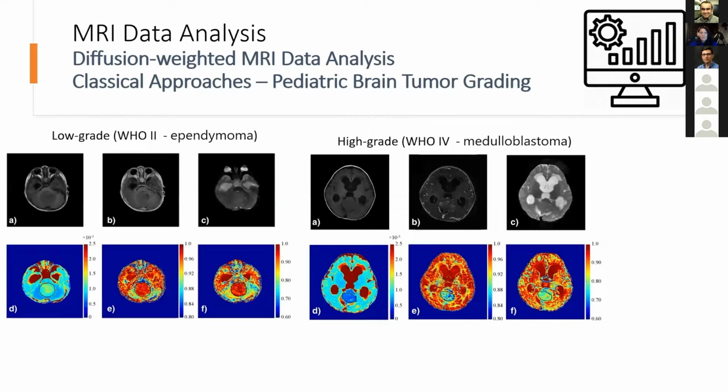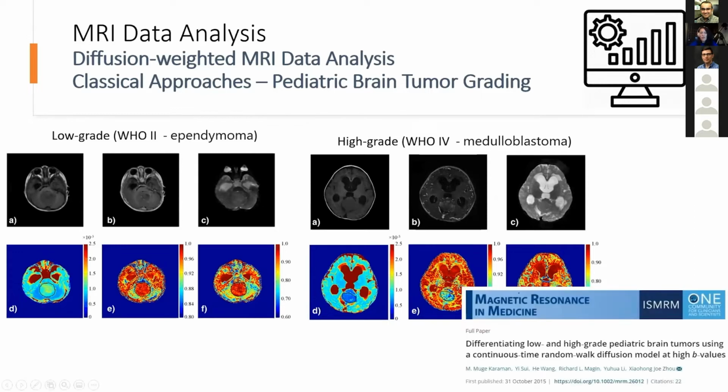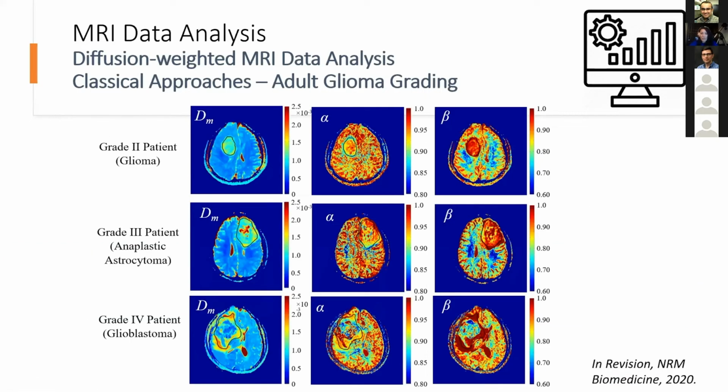So we investigated the feasibility of these advanced techniques in a variety of clinical problems, such as pediatric brain tumor grading, where we see significant differences in model parameters between the low and high-grade tumors. And also in grading adult gliomas. I want to mention here that non-invasive grading of brain tumors is of particular importance, since biopsy can be prohibitive because of the significant risks associated with the invasive procedure in the brain.